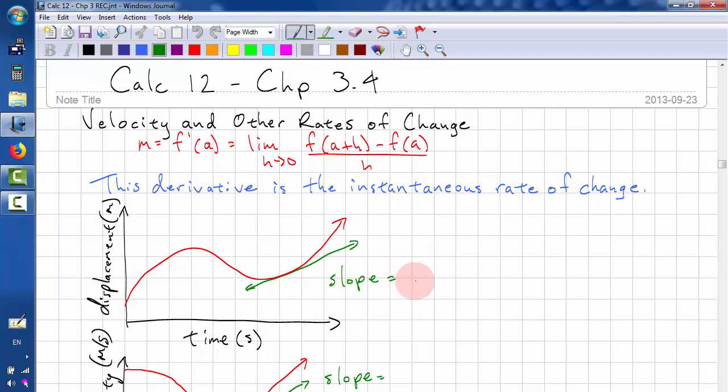So we have slope equals displacement over time. So we would have meters per second, and this is velocity. And this is for a displacement time graph.